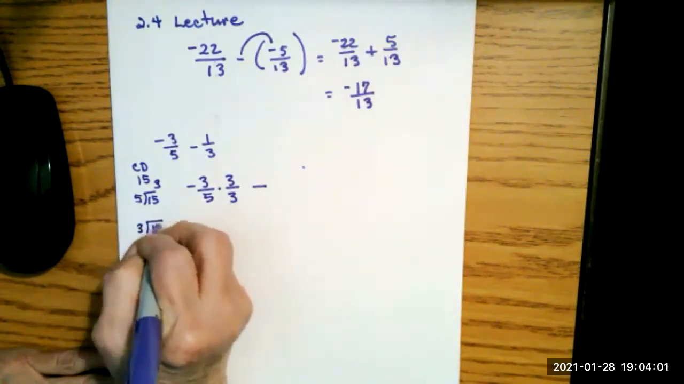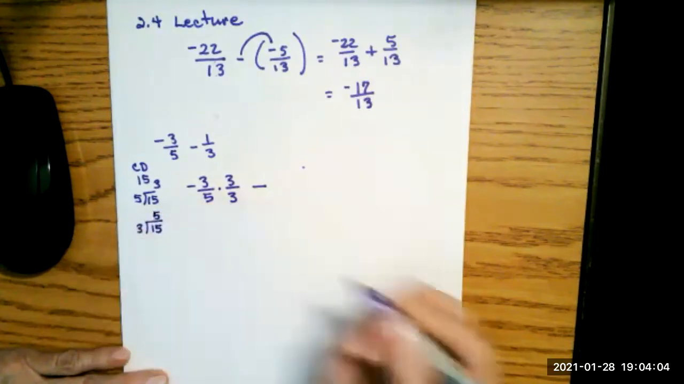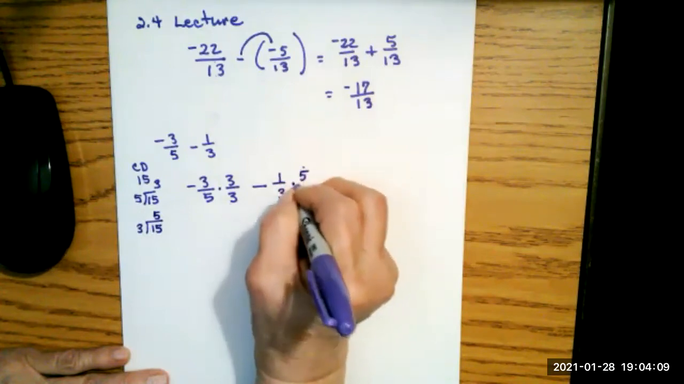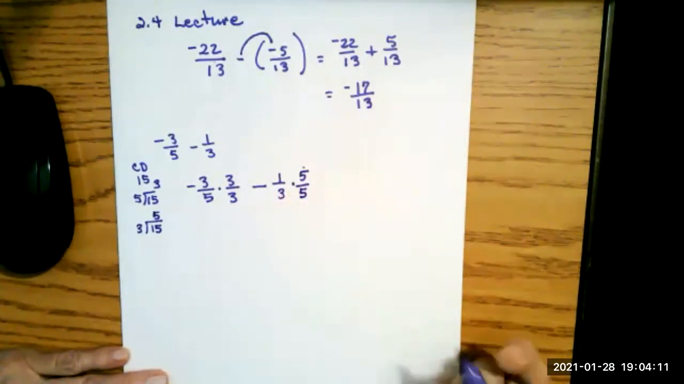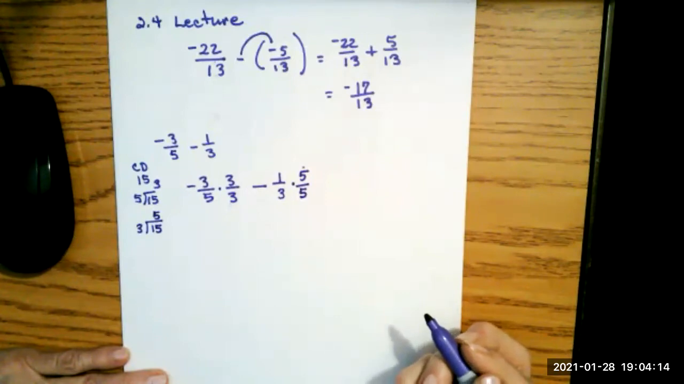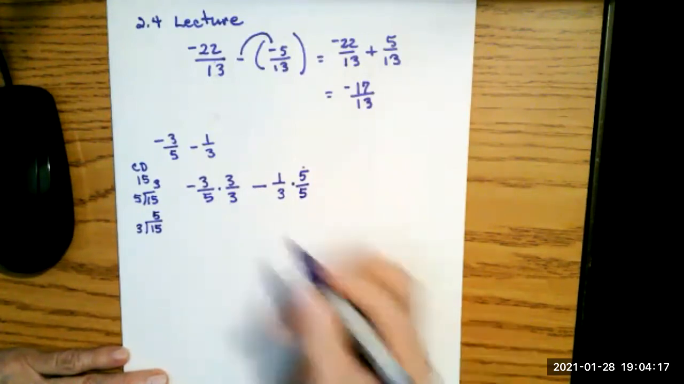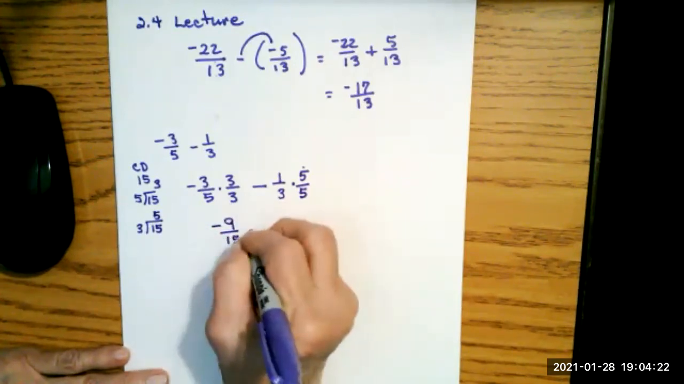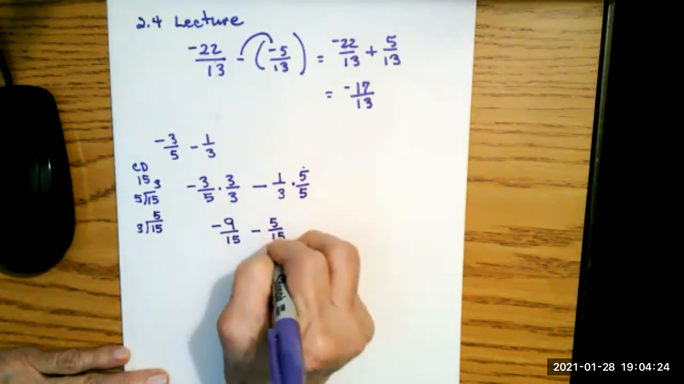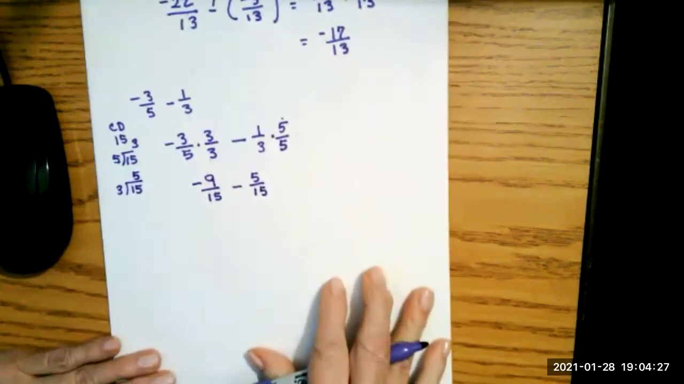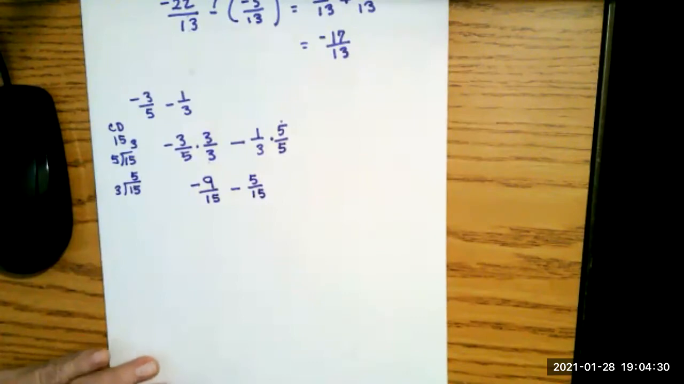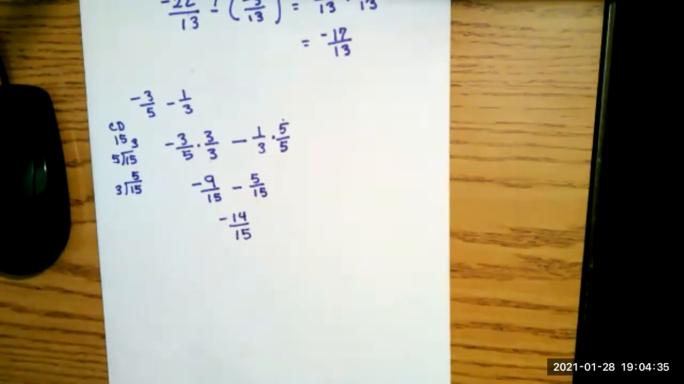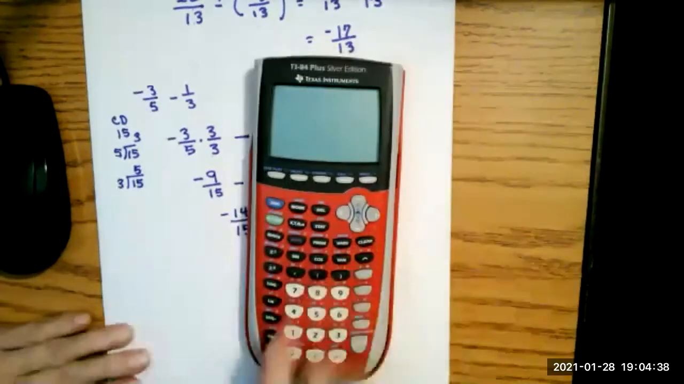Now let's do the second problem. 3 into 15 would go 5 times. So I need to multiply my negative 1/3 by 5/5. And that would give me my 15 in the denominator. And in the top, I'm going to have a 5, and there's a minus in front of it. So now I have negative 9/15 minus 5/15. This negative is going to go with that as you combine those. And so now what I get is negative 14/15.